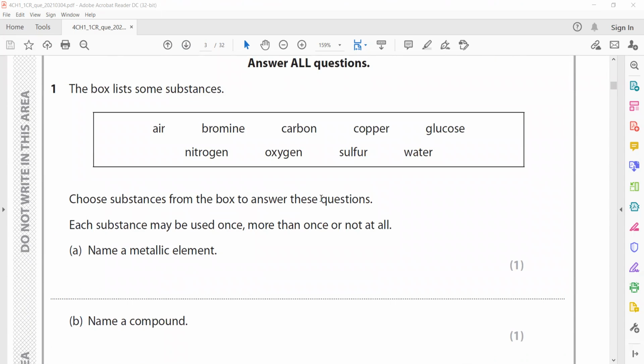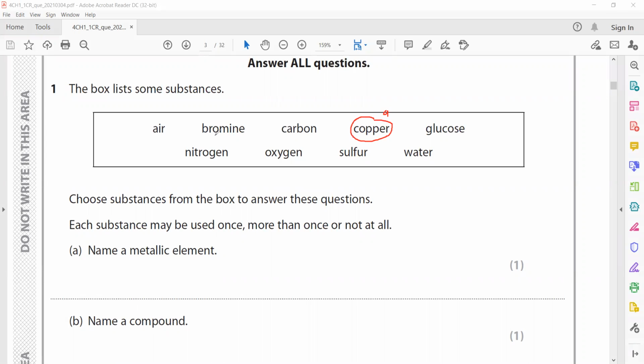The box lists some substances. Choose substances from the box to answer these questions. Each substance may be used once, more than once, or not at all. Name a metallic element or a metal. Which substance is a metal? So we have copper, the first one. That will be A.